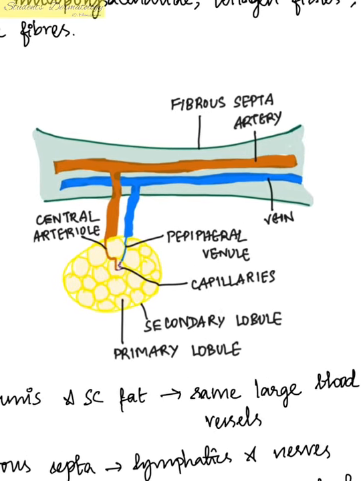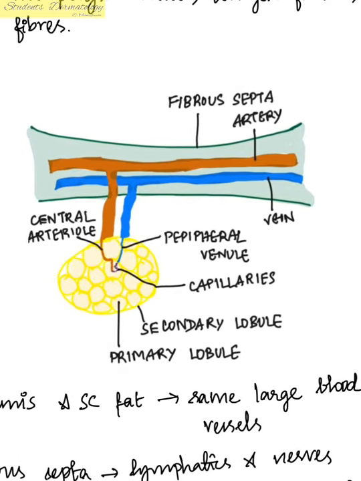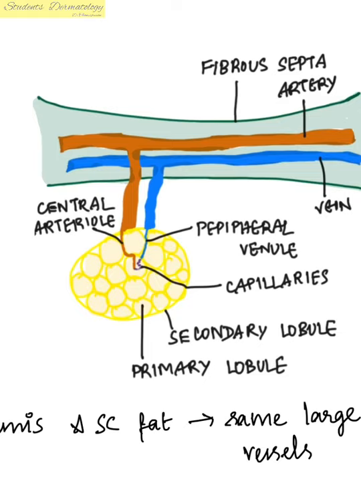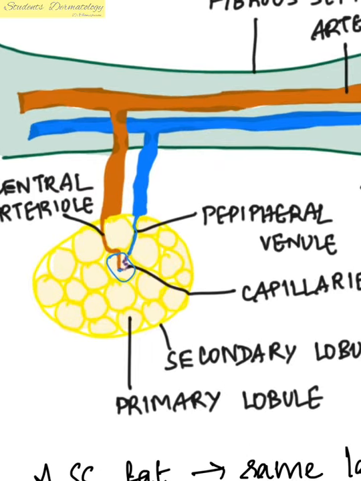So this is the blood supply of subcutaneous fat. These large blood vessels run in the fibrous septa, and from these large blood vessels, a branch of artery supplies the secondary lobule. From that, a central arteriole arises and reaches the primary lobule. Regarding the venous drainage, it always starts from the surface, in contrast to the artery which reaches the center. So there is an intricate network of capillaries between the central arteriole and the peripheral venule.